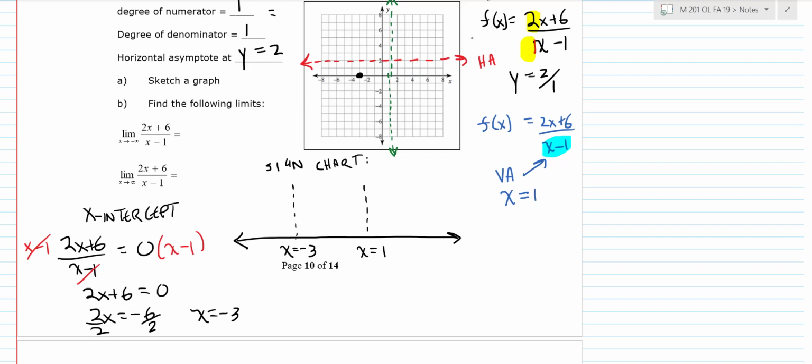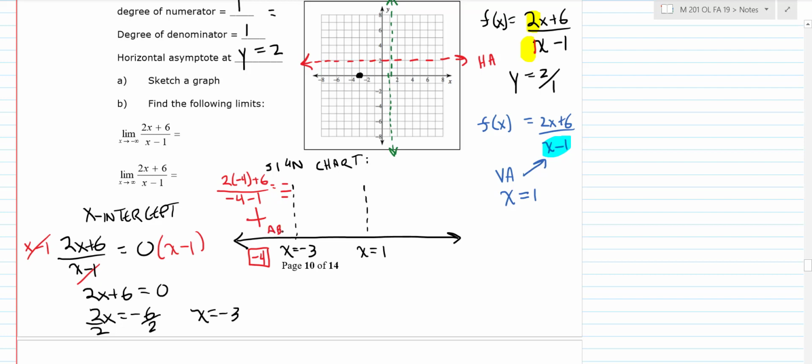So what we're going to do is what we call test points. Let's start out here. Take a number that's smaller than negative 3. It doesn't matter what you use, by the way, because you'll always get the same result, and plug that value into that rational function. So just do 2 times negative 4 plus 6 over negative 4 minus 1. Now, all you worry about is whether this is negative or positive. The numerator is negative because it's negative 8 plus 6. The denominator is negative. A negative divided by a negative is a positive.